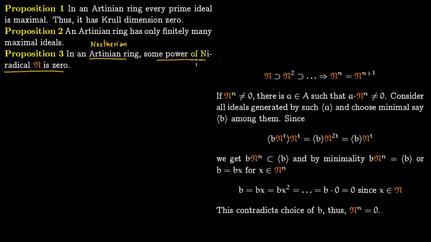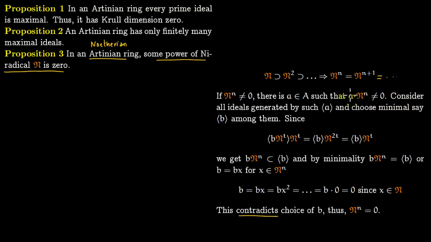Now we want to show that this power of the nil radical is 0. So we are going to assume that it is not 0 once it stabilizes, and this should lead us to a contradiction. Once it stabilizes, if we say that this stable value is non-zero, then there is some element a in the ring A such that a times N to the n is also not 0.